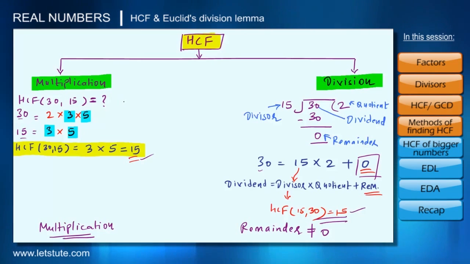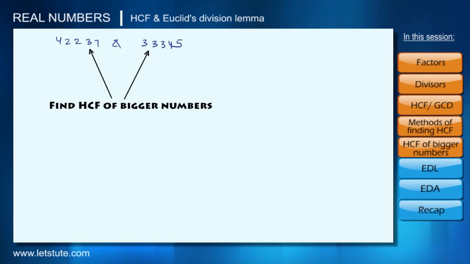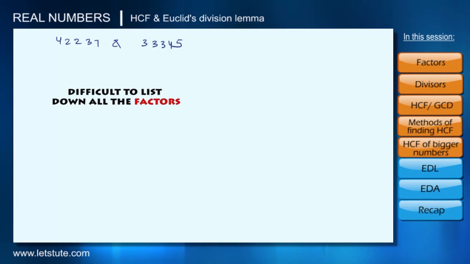So we have seen two methods of finding highest common factor, that is multiplication and division. But you might be thinking where to use multiplication and where to use this division method. Actually earlier when people wanted to find the highest common factor, the most common method was the multiplication method. But later on they found difficulties in finding the highest common factor of bigger numbers. So let's say if I want to find the highest common factor of bigger numbers like 42,237 and 33,345. So here it would be difficult for me to list down all the factors of such bigger numbers and then to find out the highest common factor.